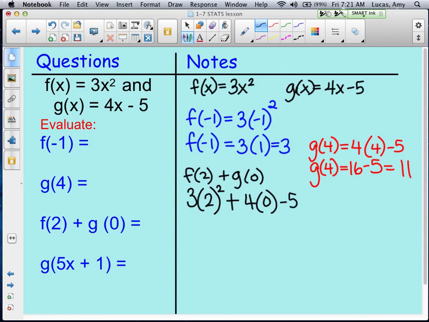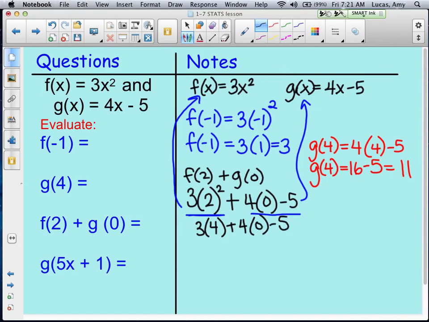So notice, this side over here is my f of x function, but this side over here is from my g of x function. Now I solve the entire thing. So first I would have to do an exponent. So 2 squared is 4. Then I can do my multiplying. So my multiplying would give me 12 plus 0, and then minus 5. 12 plus 0 is 12. 12 minus 5 is 7.